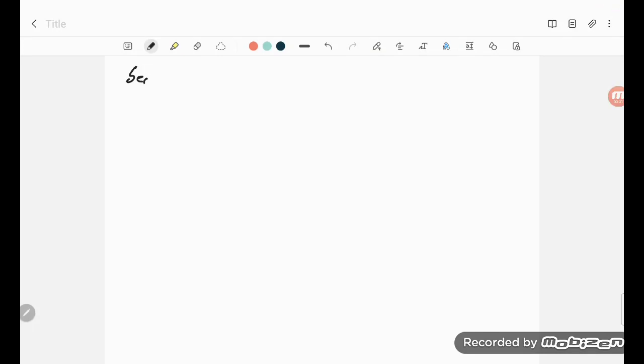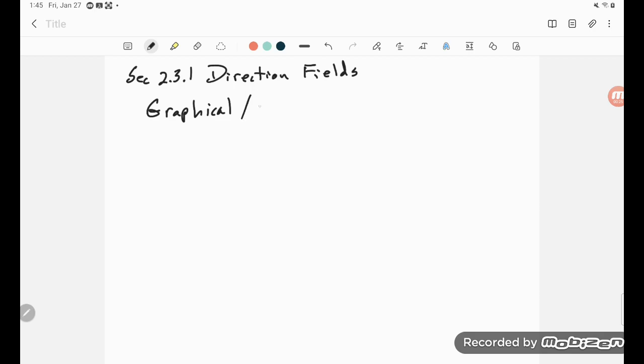Righty, let's look at section 2.31, direction fields. This is a graphical approach. I'm going to say graphical / numerical approach to ODEs and actually PDEs, partial differential equations as well.